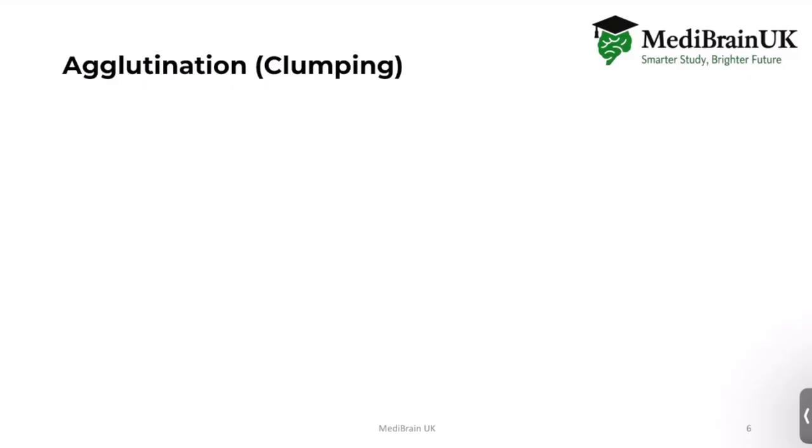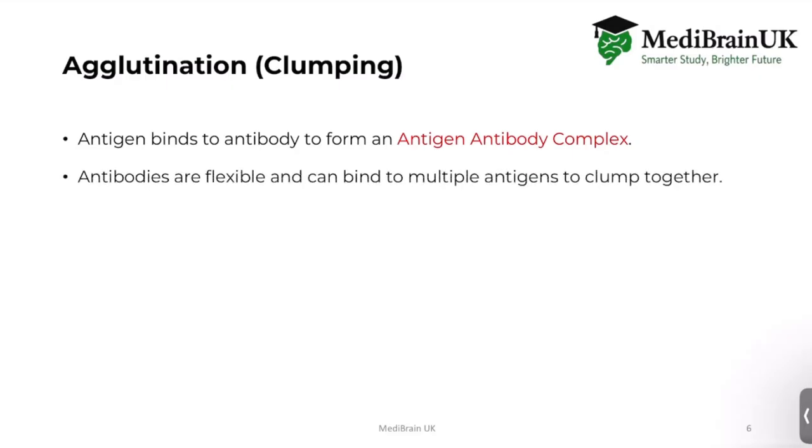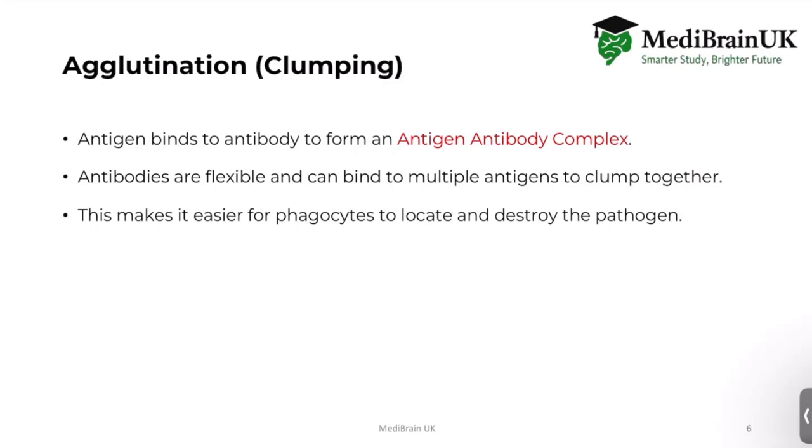So what's going to happen? This is the purpose of agglutination. Antigens will bind to the antibody, forming the antigen antibody complex. That's a key phrase that you need to use for your exams. Antibodies are flexible, which means that they can bind to multiple antigens and they can clump together. And I'll show you an image of this. Because of that taking place, it makes it easier for phagocytes to locate and destroy the pathogen.